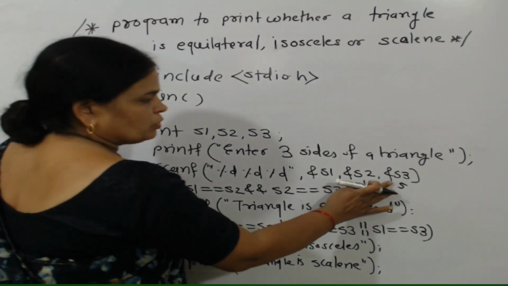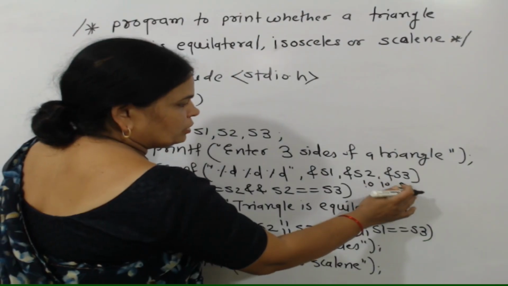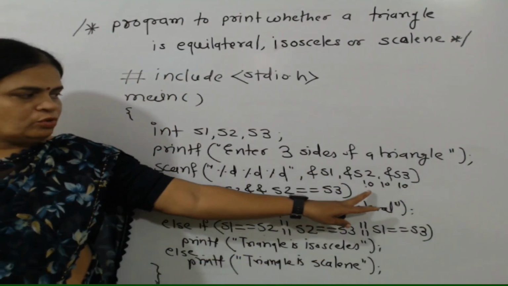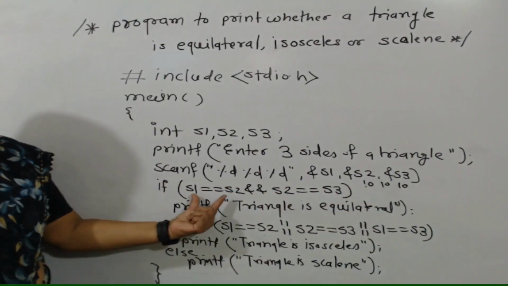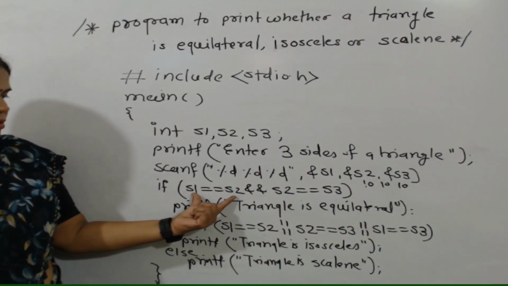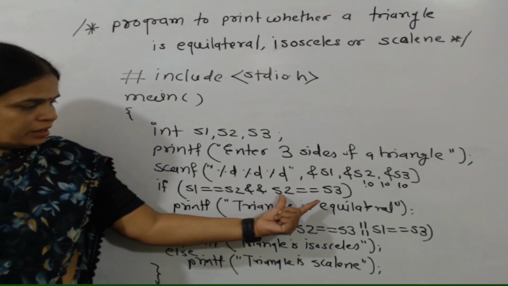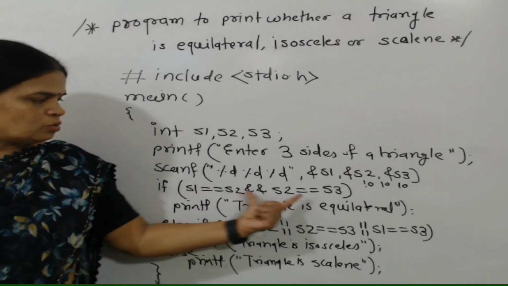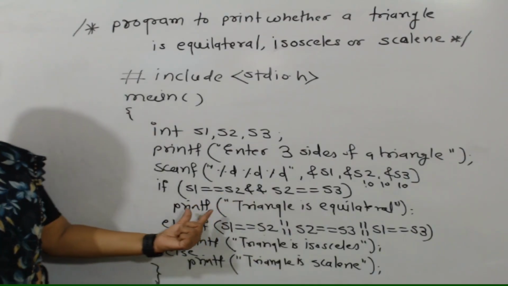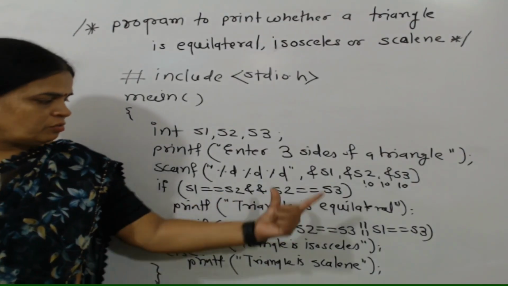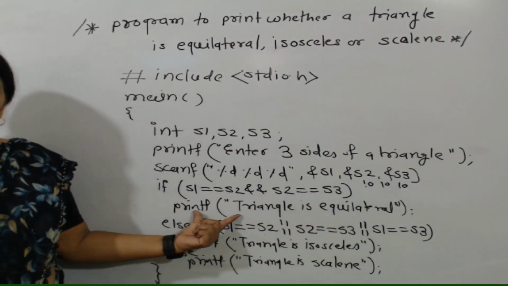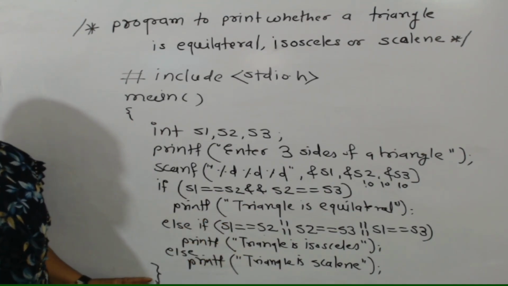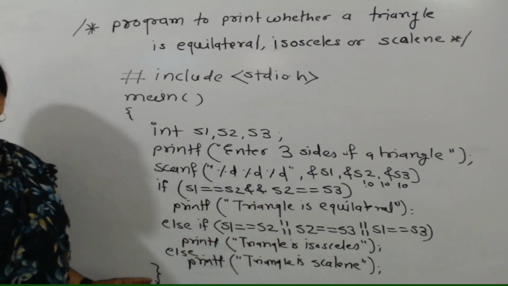So suppose I input the values like this. Suppose I input 10, 10, 10. Suppose I gave all three values of S1, S2, S3 as 10, 10, 10. So this condition will be tested. 10 equal to 10, yes, the condition is true. Again S2 equal to S3, that is 10 equal to 10. So both the conditions are true, hence the complete condition is true, and the message "triangle is equilateral" will be displayed. So after this executes, control will go directly to the closing brace. So hence the message "triangle is equilateral" is displayed.